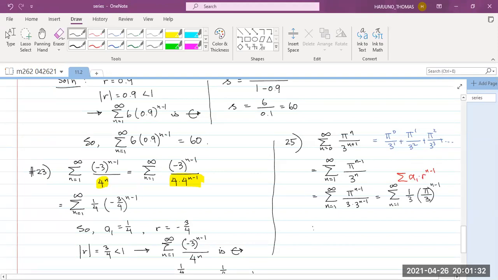Then from there you can read further. Read what? What is the common ratio? That's pi over 3. But that's greater than 1, Thomas. Oh, then you can conclude right away. So this series is divergent. Okay, this series is divergent.